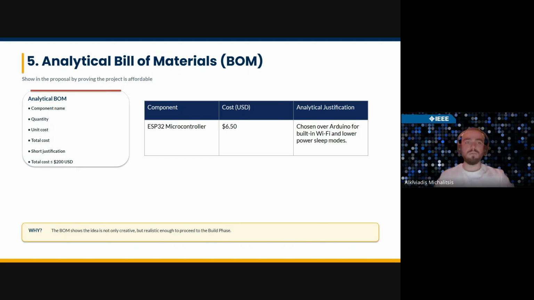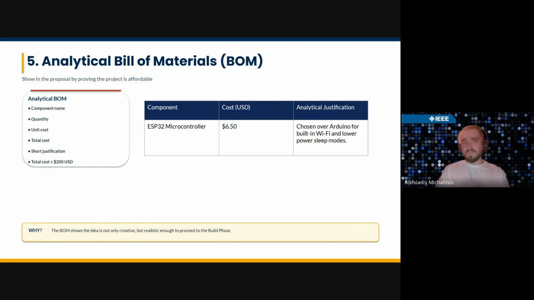So in the proposal, you should show that the project is affordable. You should say, I use this because it's needed, not because we want it to, or for us to have a spare, or in case something happens. Everything should be thought through well before you even purchase it.